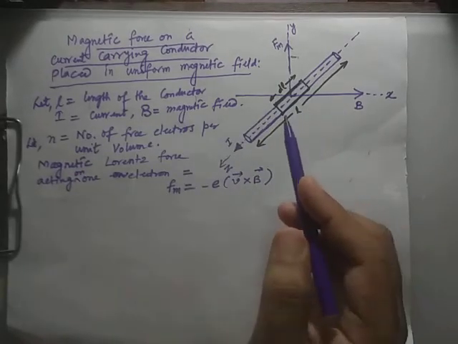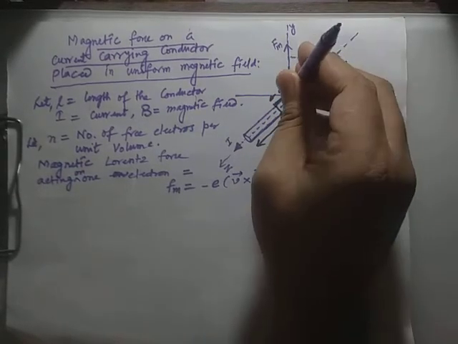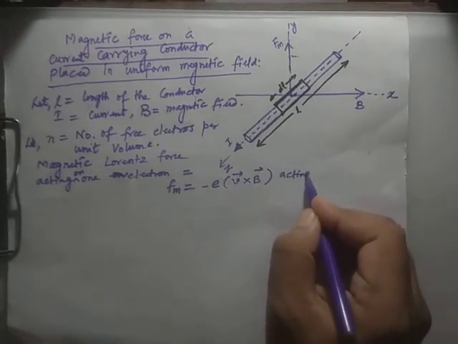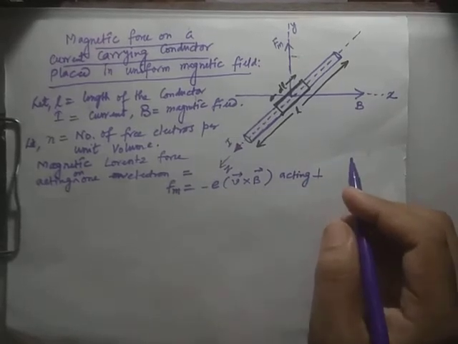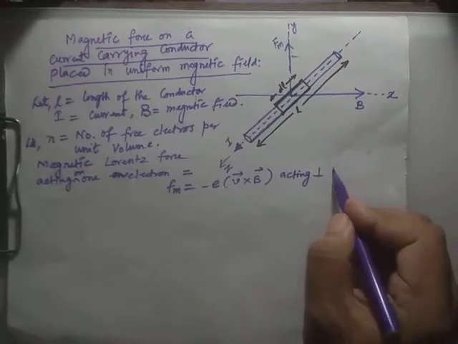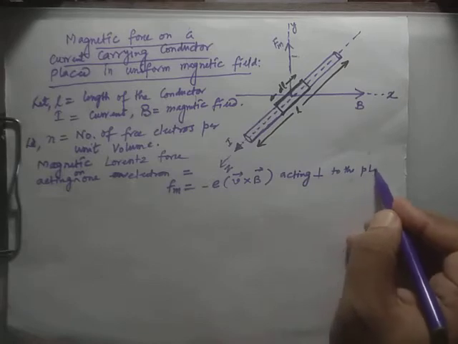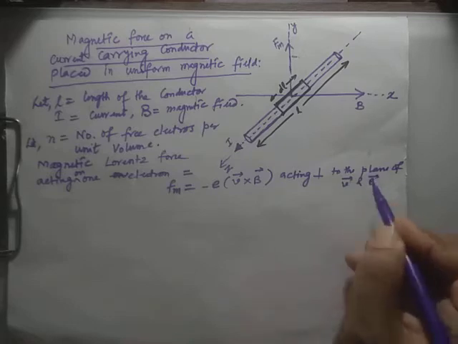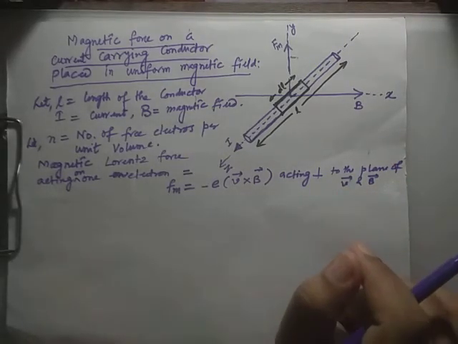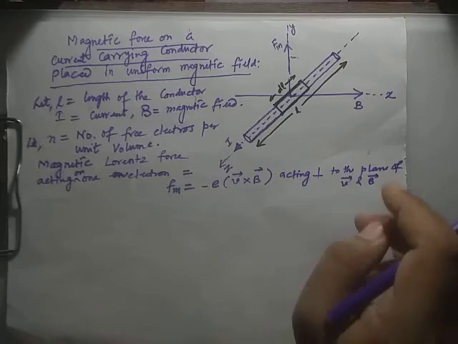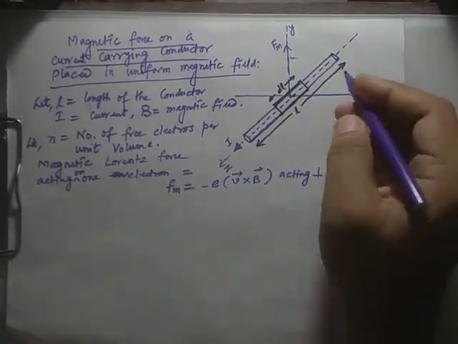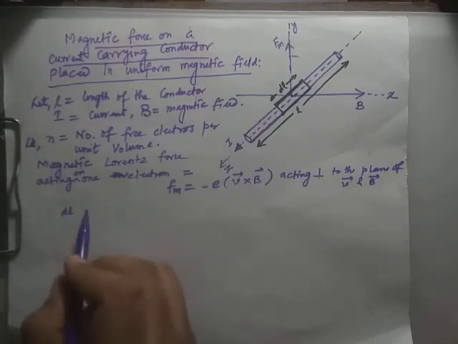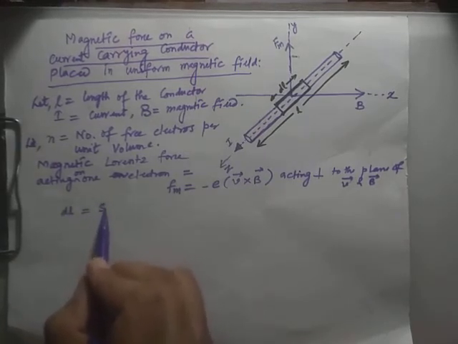This is acting perpendicular to the plane of the V vector and B vector. So this is the thing. Now we'll consider a small element. This is called dl, the small element of length.